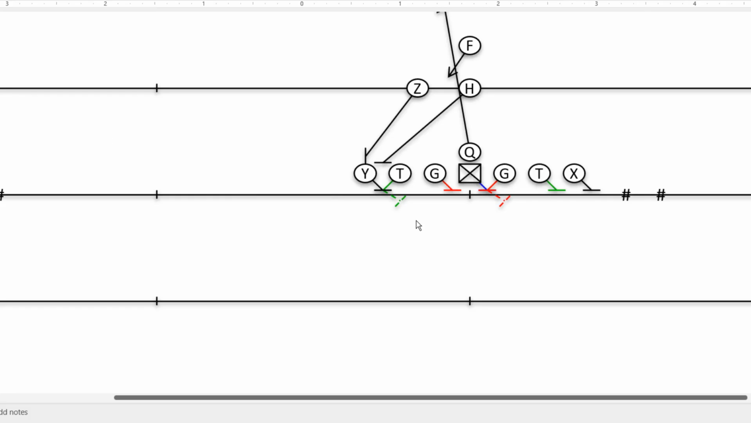Here the call is field, till, field, till. We're on the hash, so normally if we had a field, till call, this is how we would line up. We have a power call here. The power call automatically moves the anchor in. And then the till call affects the tackle. Till moves the tackle from a 3 technique into a 1 technique.